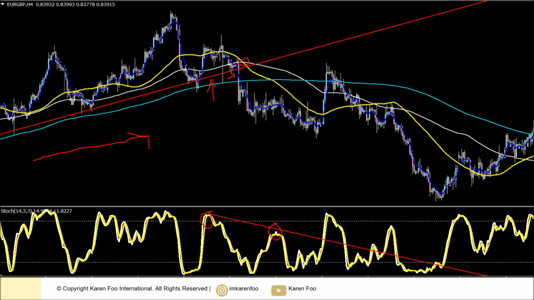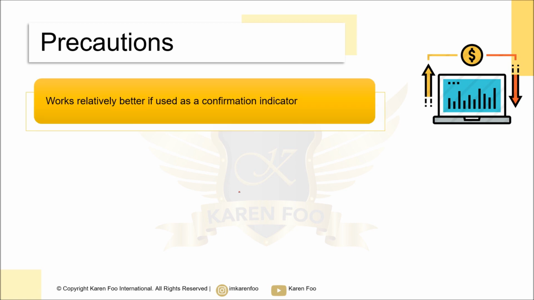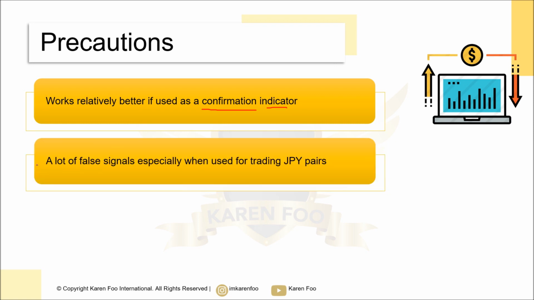And a couple of precautions you need to take note of, okay, is it works relatively better when used as a confirmation indicator. Don't just rely on the momentum indicator alone to buy and sell. You gotta combine everything that you have learned together. Okay, and also because stochastics is a lagging indicator, there will be false signals, especially when you use it in the yen pairs. Okay, and also try not to use it in the super volatile pairs, the exotic pairs, because I personally don't trade exotic pairs.